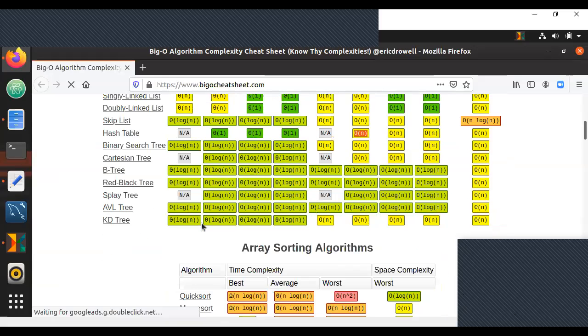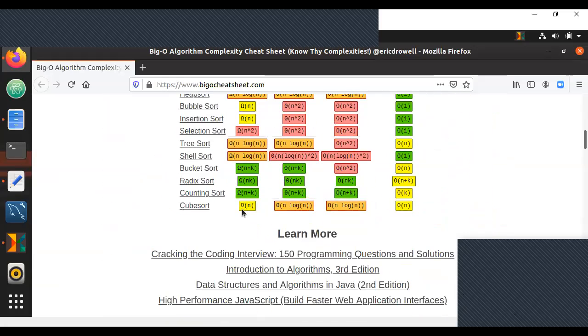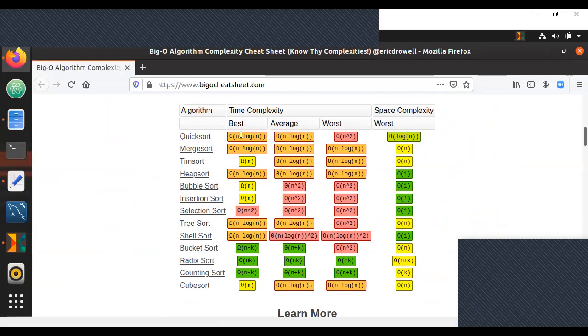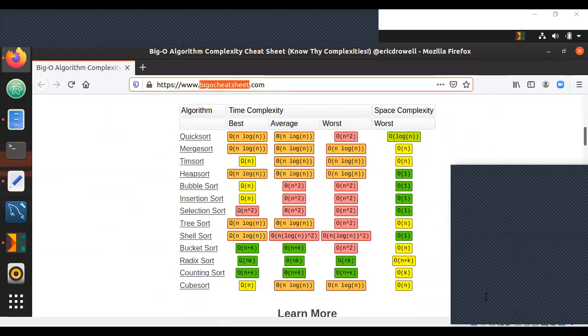See, binary sort. First, let's go again. You have all of these sorting as well. So this is a really good website, guys. You guys can try these out. bigocheatsheet.com. I'll just share this. This one thing is enough.